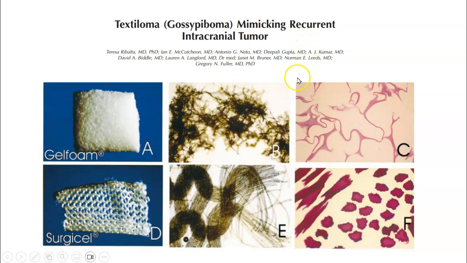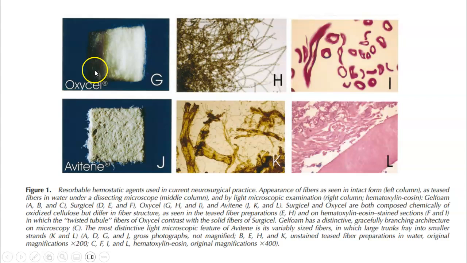So here are examples. This is what gel foam looks like, and I've shown you a picture earlier on microscopically. This is Surgicel, and you can see here this kind of structures that look a little bit like plant cells. Oxycel is quite similar, except that it is hollow. And Evitine is this microfibrillar collagen that actually kind of looks like our own body collagen.